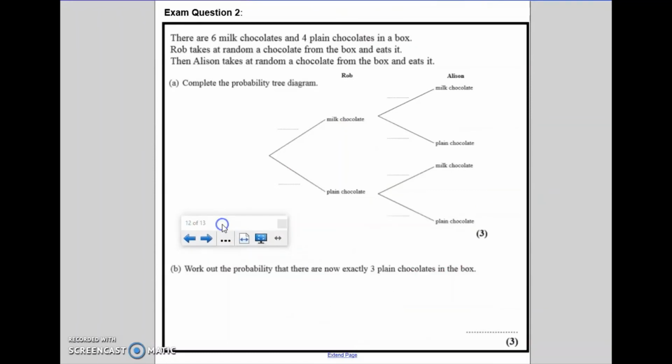Question 2, another typical exam question. Could you pause the video, have a go at this question by completing the probability tree diagram, 3 marks available, and also for answering question B, 3 marks available. Could you pause the video now, please?